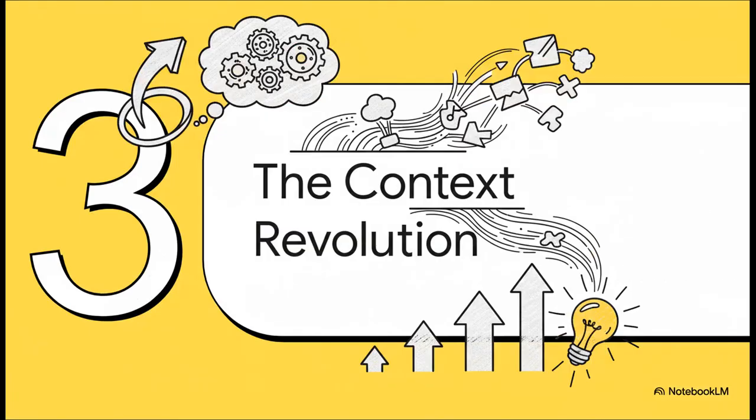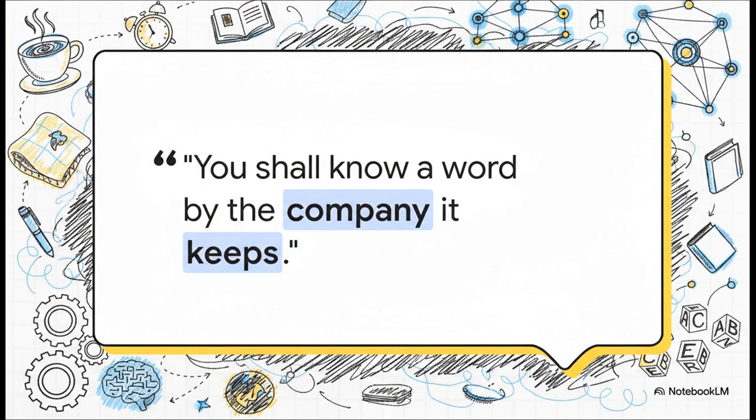So to fix this huge problem, researchers came up with a totally revolutionary idea, an insight that changed everything about how machines learn to understand us. The breakthrough was this pretty profound idea from back in 1957, and it boils down to this. You know a word by the company it keeps. A word's meaning isn't really in its dictionary definition, it's in the other words that always show up around it, right? We know what coffee is because it hangs out with words like cup, hot, and morning.